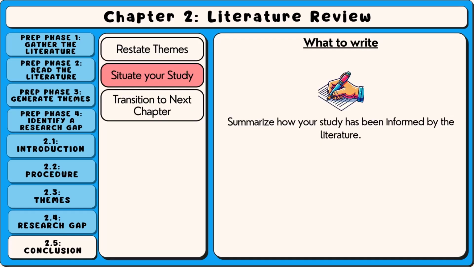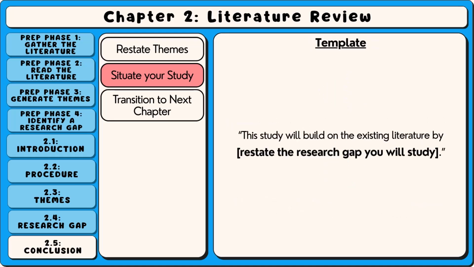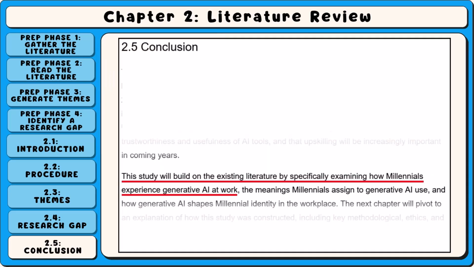Step 2 is to situate your study by summarizing how your study has been informed by the literature. This will generally involve restating that your study will attempt to fill one or more research gaps that the literature has yet to cover. Here's a template. This study will build on the existing literature by, and then restate the research gap. And here's our sample. This study will build on the existing literature by specifically examining how millennials experience generative AI at work.